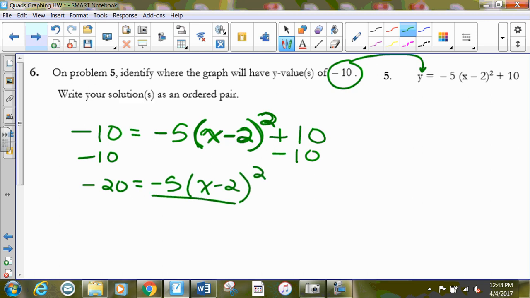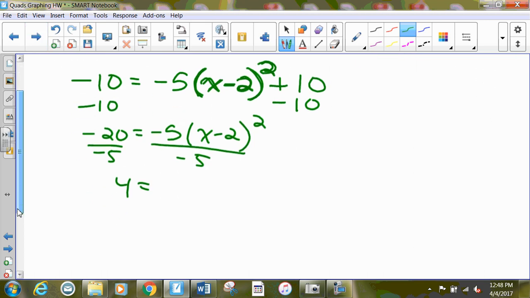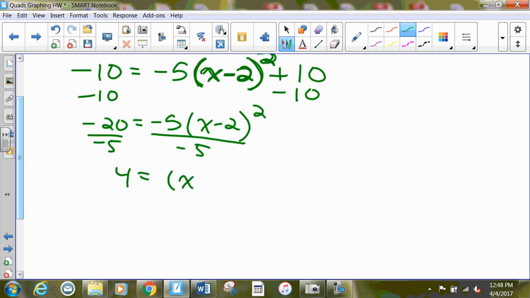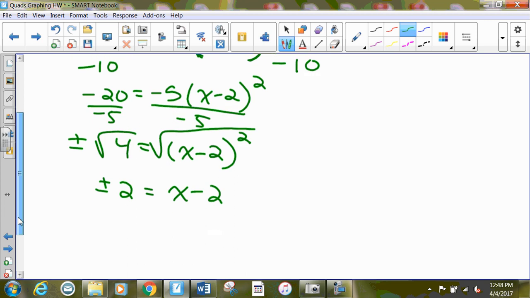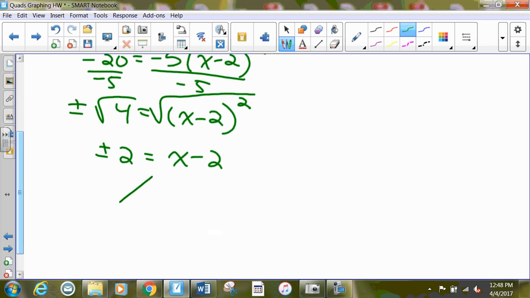Then I'll go ahead and divide both sides by negative 5. Isn't it nice to be able to use stuff that we've learned previously to help us solve current problems? I love that. So we're going to take the square root of both sides, plus or minus. Square root of 4 is 2. If this looks confusing to you, it's because you need to go back and review your square root method. I'm going to switch it up. I'm going to say x minus 2 equals a positive 2. x minus 2 equals a negative 2. I'm going to solve for both.